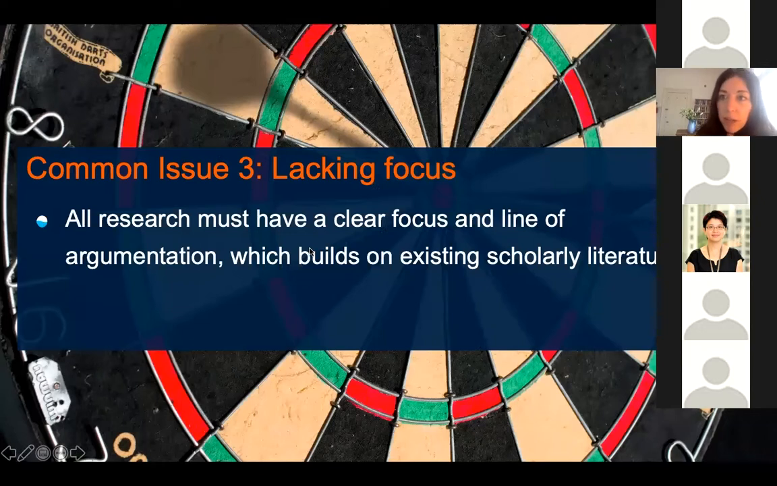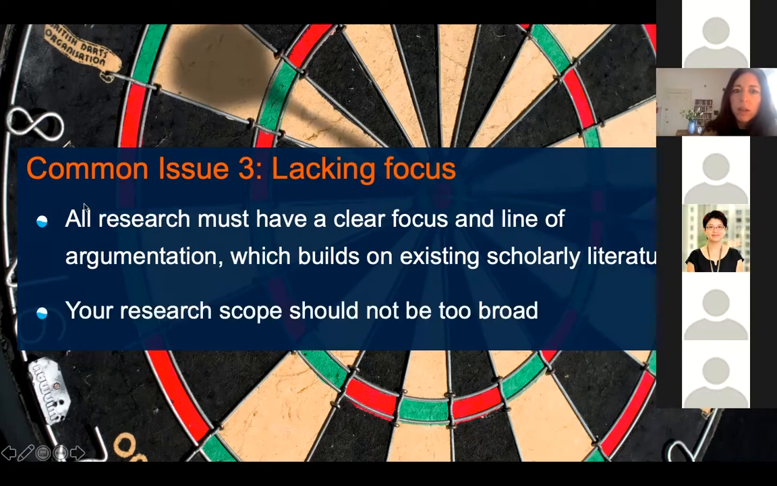Moving on to another common issue, number 3. Now, this is pretty important because, as you know, an academic piece of writing is a very focused piece of writing. You're answering a certain question within a certain field. So lacking focus is quite a big thing. All research must have a clear focus and line of argumentation. So you need to be arguing something which builds on existing scholarly literature.